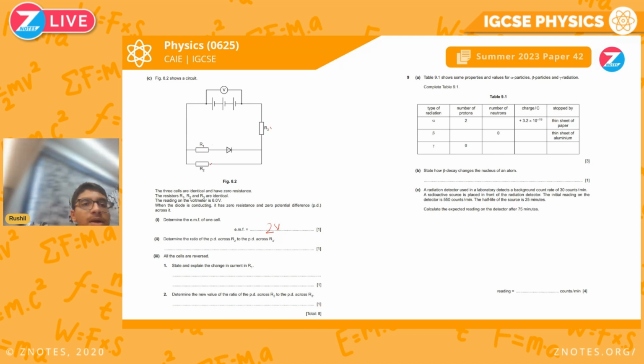Now, because these two are parallel, R1 and R2, the potential difference they get is the same. So these can be thought of as one single entity. So basically R3 and both of these combined are competing in series for the potential difference. We can think of it like that. Let's just think of it as a circuit like this with a voltmeter connected to the battery.